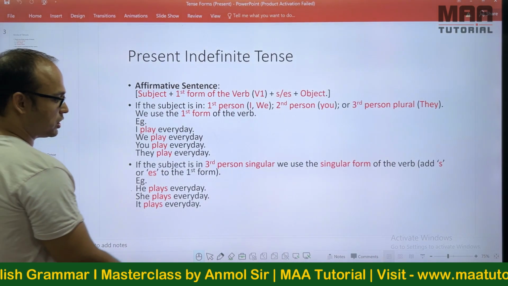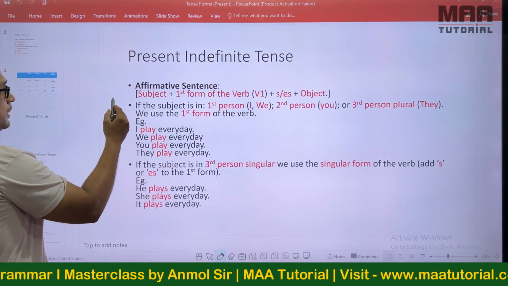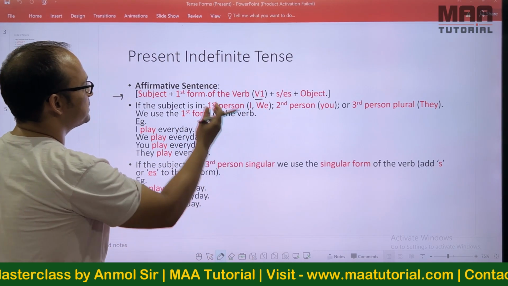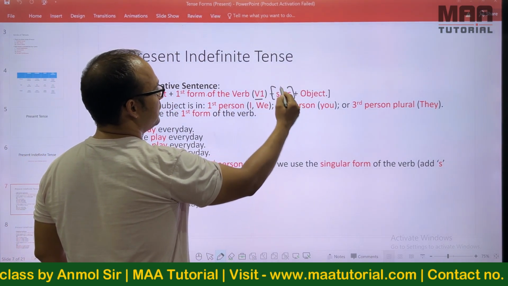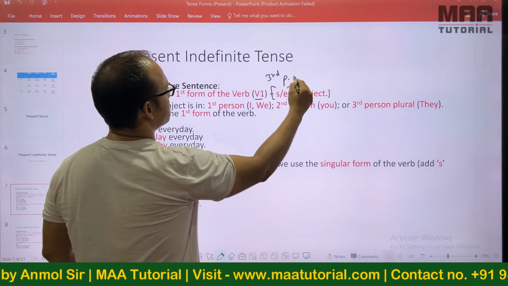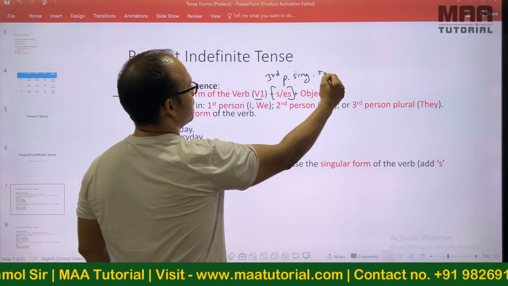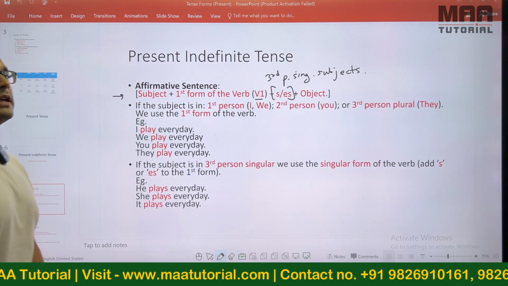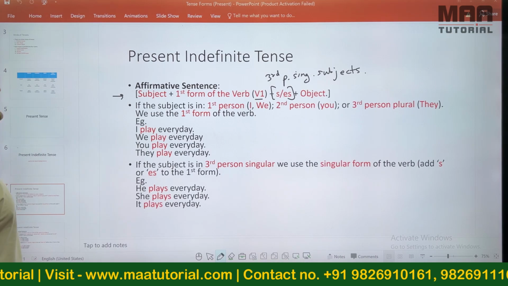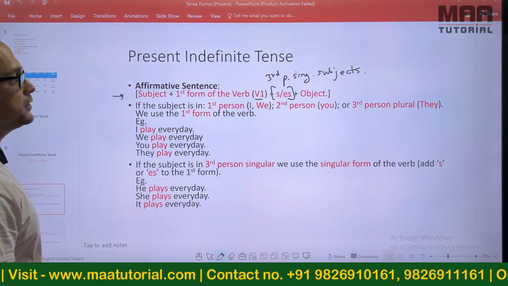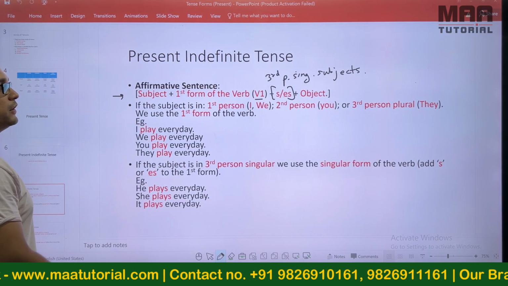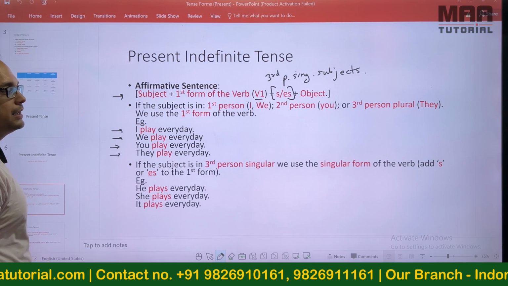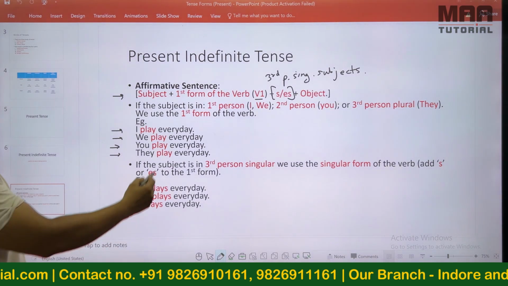Affirmative sentence, what is the structure of the affirmative? See, subject plus first form of the verb, which is V1, plus S/ES, plus object. S/ES will come only for third person singular subjects, like he, she, it, and all third person singular nouns. Now, if the subject is in first person, I, we, second person, you, or third person plural, they, we use the first form of the verb. See, I play every day, we play every day, you play every day, they play every day.